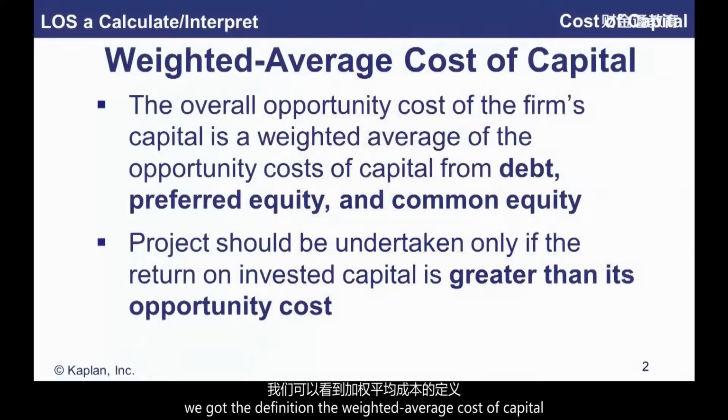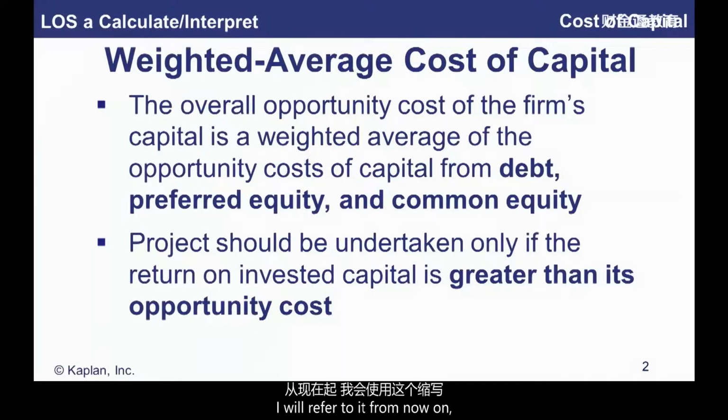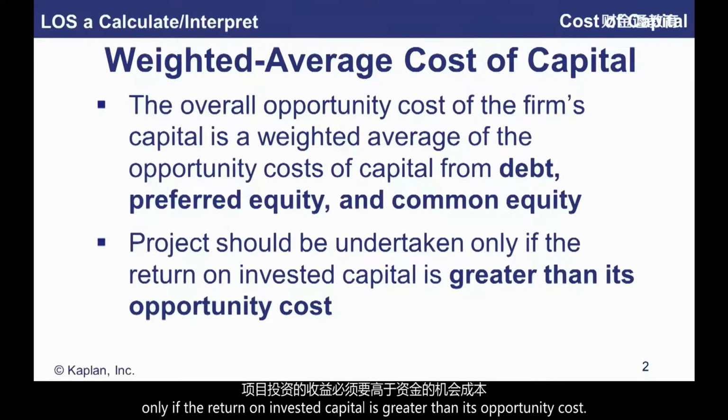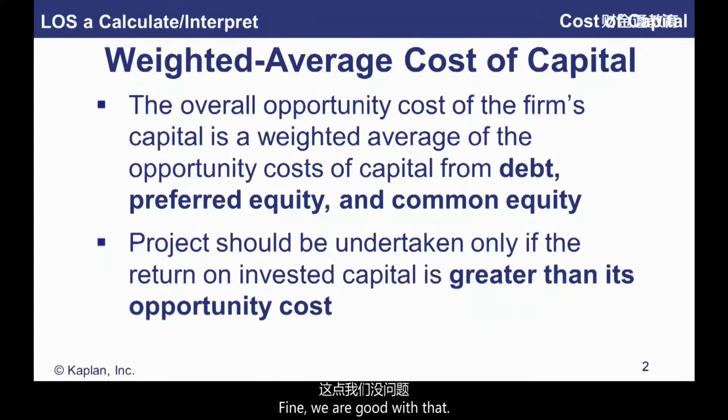So here we go, we've got a definition. The weighted average cost of capital, or the WACC as I'll refer to it from now on, is the overall opportunity cost of the firm's capital, a weighted average of the opportunity cost of capital from debt, preferred equity and common equity. And the project should be undertaken only if the return on invested capital is greater than its opportunity cost. Fine, we're good with that.